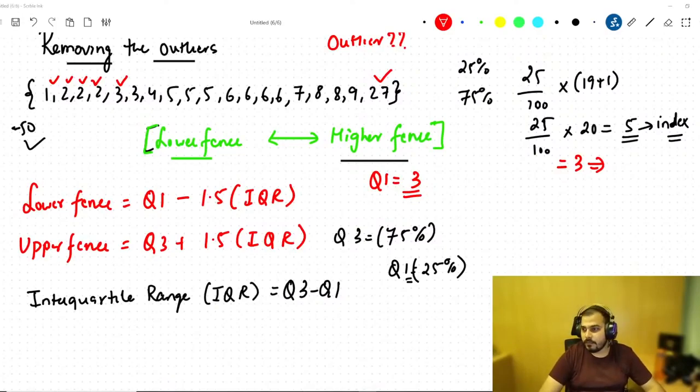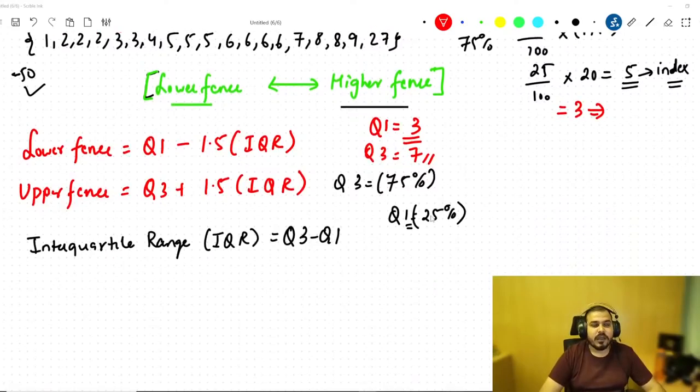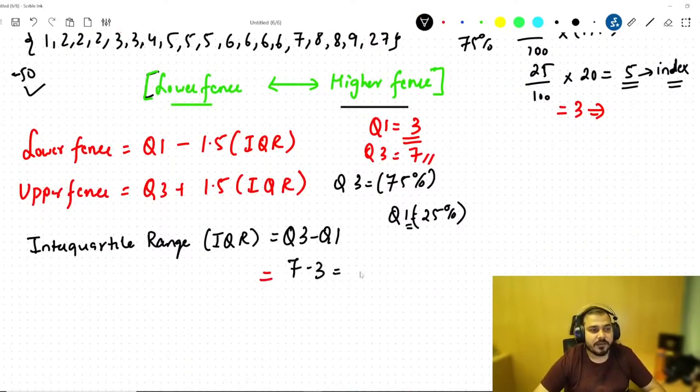Similarly, if you try to find Q3, you will get 7. You get the 15th index for Q3, so you are going to get 7. Now if I compute the interquartile range, it is 7 minus 3, which is nothing but 4. Everybody is getting it? Q3 is 7, guys, at the 15th index position. Till here, everybody is able to understand?